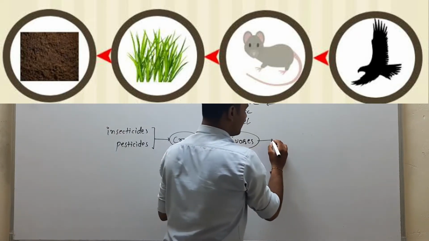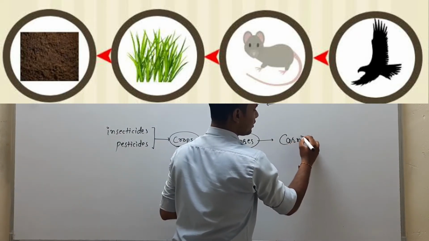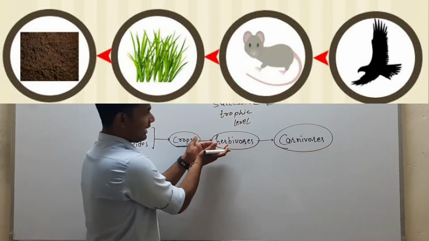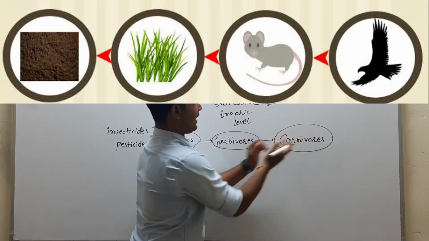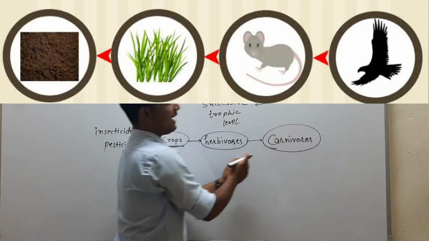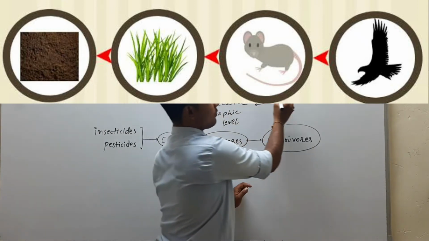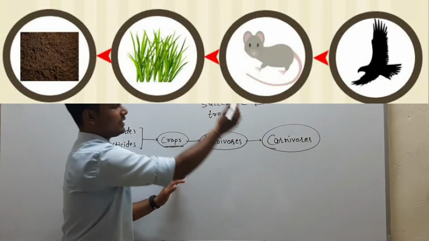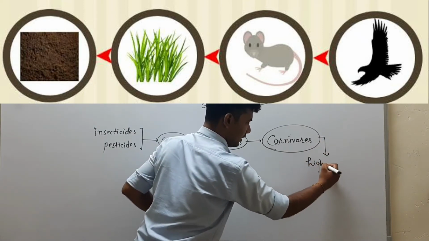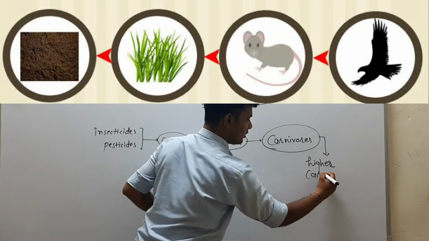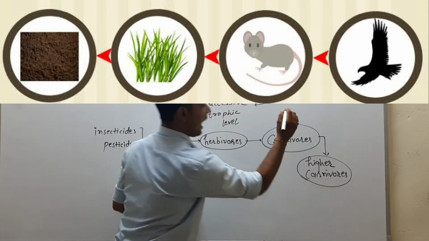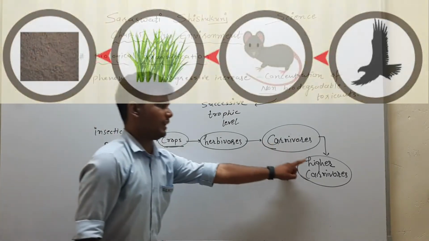Now from herbivores it will be sent to carnivores. So again it goes to another trophic level. So that is the successive trophic level. It passed to another trophic level. At that time, the concentration of non-biodegradable toxicants will increase, and from carnivores it moves to higher carnivores, right? So in these higher carnivores also it will increase.